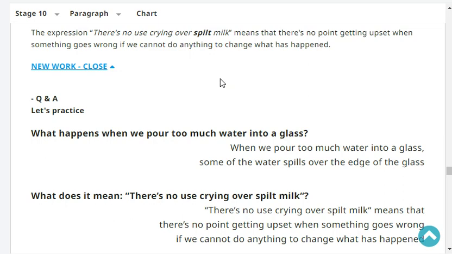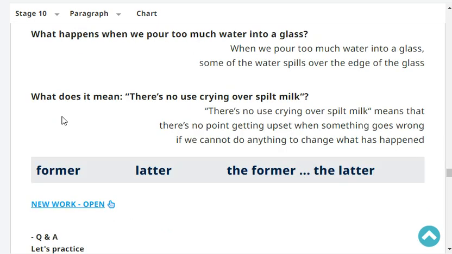There's no use crying over spilled milk. What does it mean? There's no use crying over spilled milk means that there's no point getting upset when something goes wrong if we cannot do anything to change what has happened.